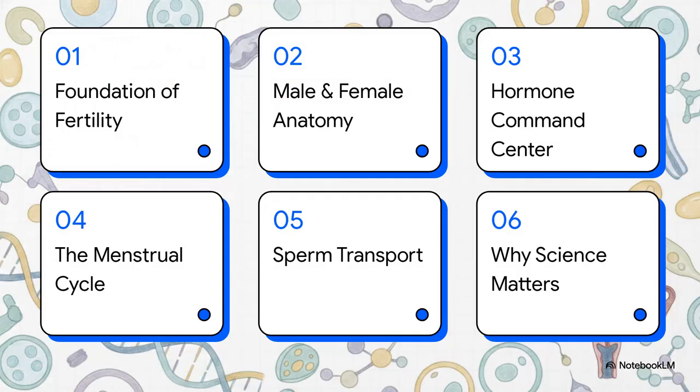So, here's our roadmap for today. First, we'll look at the foundation of fertility, then dive into male and female anatomy. From there, we'll explore the hormone command center, go inside the menstrual cycle, track spermatogenesis and transport, and finally wrap up with exactly why mastering this basic science matters so much.